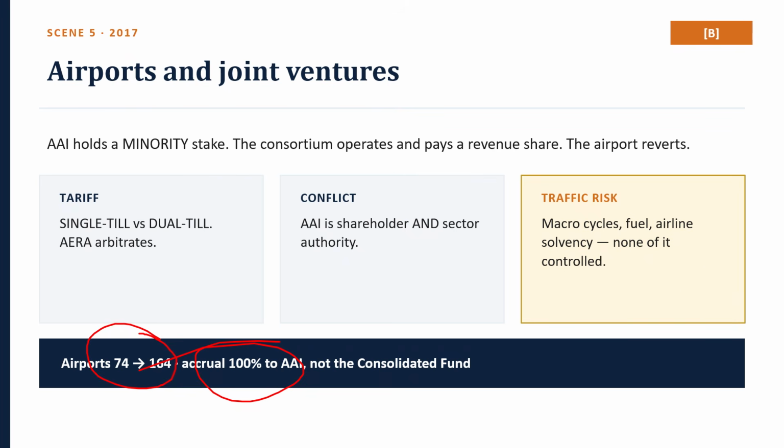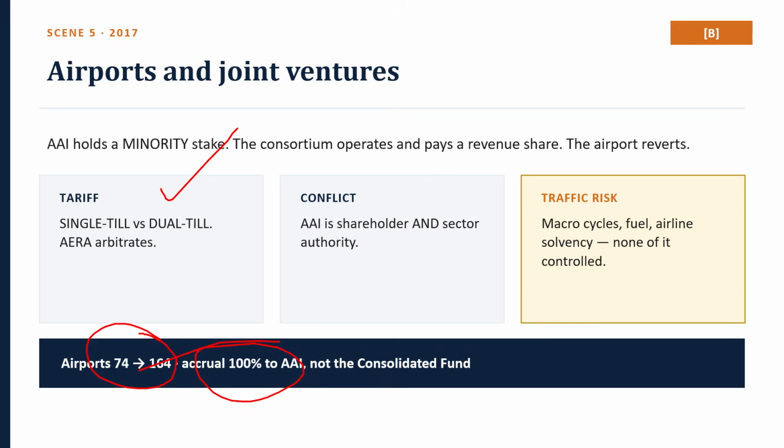Now the challenges here are five, and the fifth one is the one that separates the answer. The first one is tariff regulation. Who sets aeronautical charges and on what asset base? The single till versus dual till question, whether non-aeronautical revenue from retail, parking and real estate is used to cross-subsidize aeronautical charges, is the single most litigated issue in Indian airport PPP. AERA arbitrates it, so you have to name it.